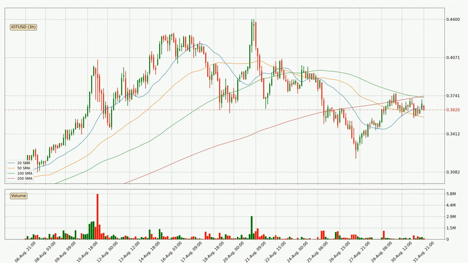Looking at the 3-hourly simple moving averages, at the moment, the price is between the 50 and the 20 SMA. If the price bounces off the 50 SMA, which is currently at 35.6 cents, it could be seen as a support, and the 20 SMA that is at 36.5 cents could be perceived as a resistance to the upside. If there were to be a break either way, it means that there could be a continuous move in that direction.